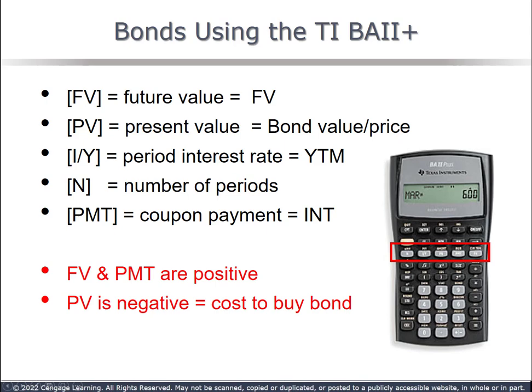We'll use the TVM keys to value bonds. Face value is FV, usually $1,000, and it's positive. PV is the price of a bond. It's negative, what you pay to buy the cash flow stream. IY is the yield to maturity. It reflects the current market rates for similar bonds. As I said, it's usually equal to the coupon rate at issue. But after issue, the coupon rate is fixed, but the yield to maturity changes with the market. N is the number of periods to maturity. PMT is the coupon payment.